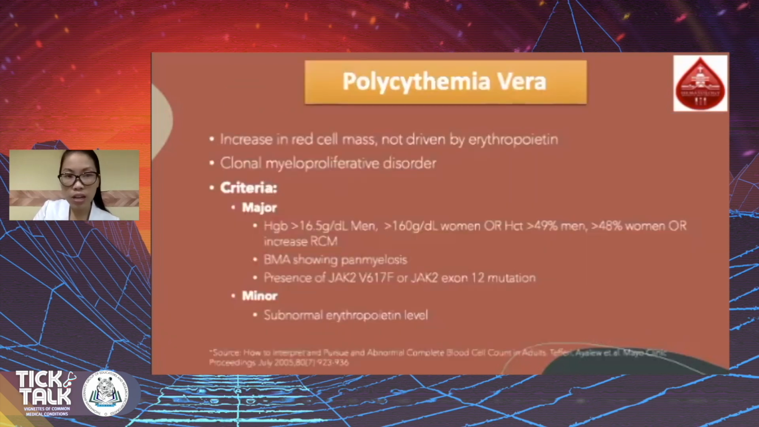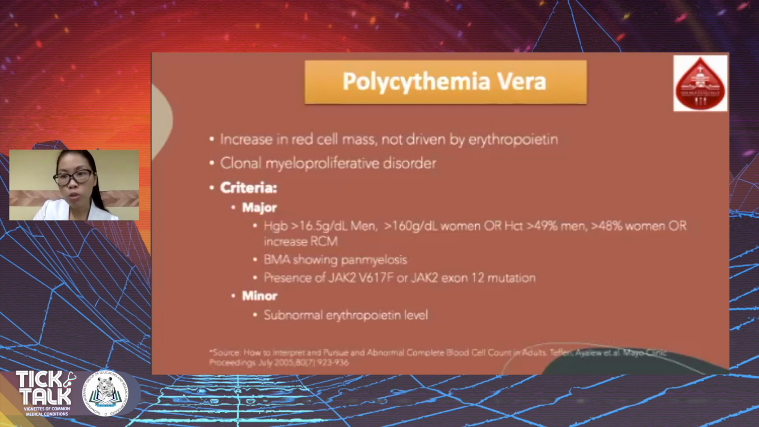The opposite of anemia is now erythrocytosis or polycythemia. Polycythemia vera is a disease entity which is described as an increase in the red cell mass, not driven by erythropoietin. It's actually a true or clonal myeloproliferative disorder.